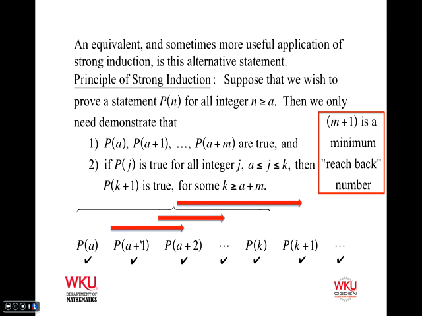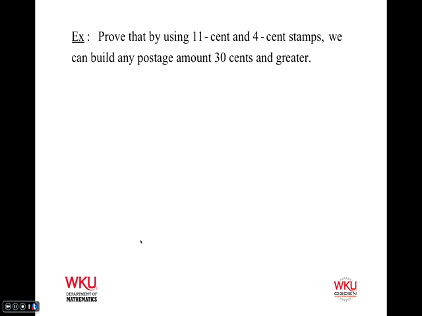I'll give you an example of how this is useful. I'll give you a couple examples of how this is useful. One is what I kind of call the postage stamp problem. Prove that by using 11-cent and 4-cent stamps, we can build any postage amount 30 cents or greater.